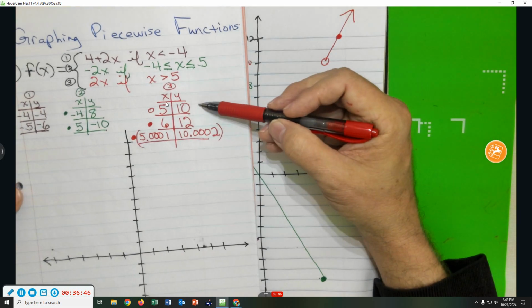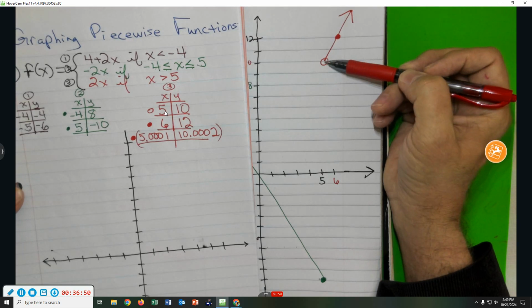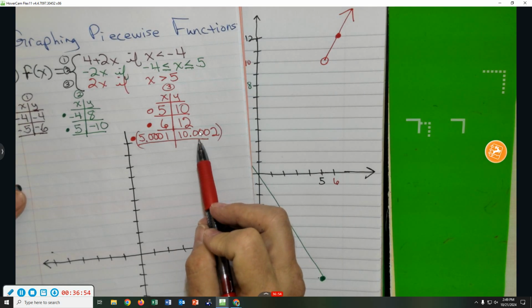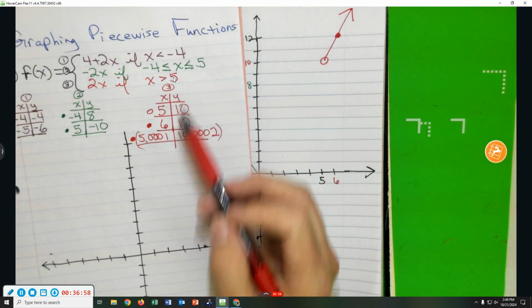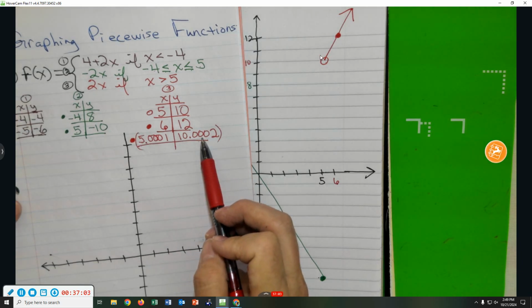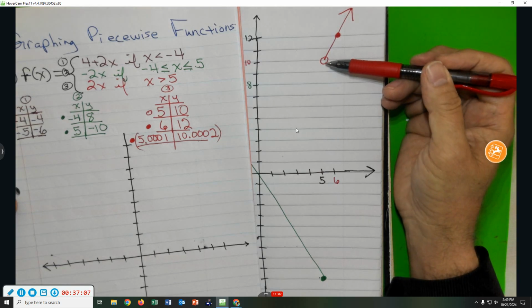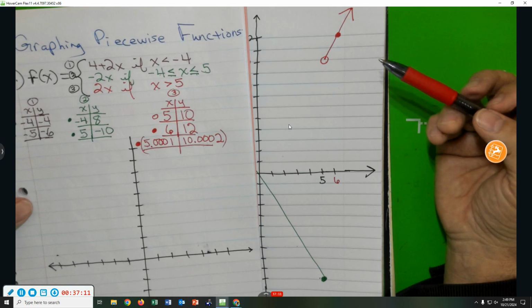5, 10. That's why we have to plot 5, 10. 5, 10 is not on the graph, but there are plenty of points that look like 5, 10 that are on the graph. That's why you have to plug in that 5, to take care of all these ordered pairs that look like 5, 10 that are on the graph. But 5, 10 itself is not on the red piece. Does that answer why we have to plug in that 5?